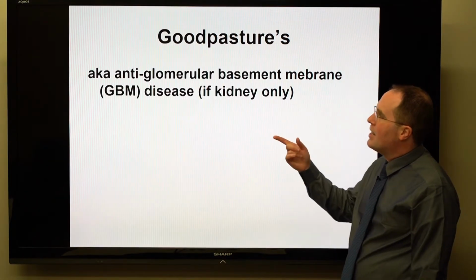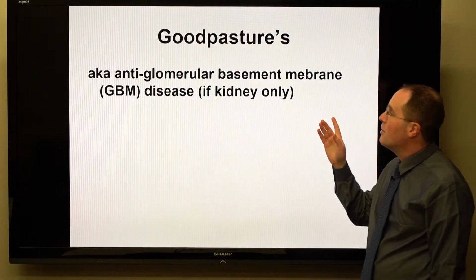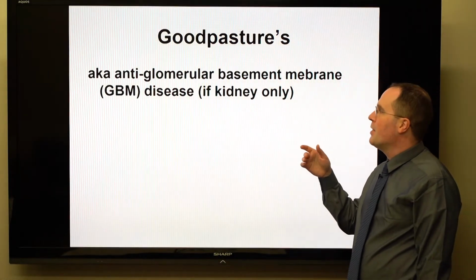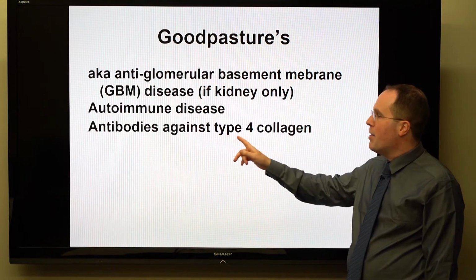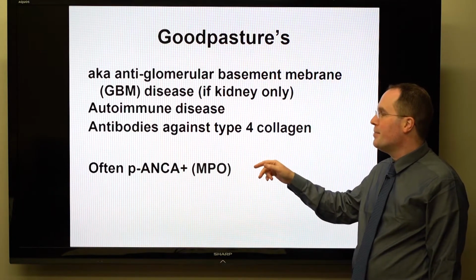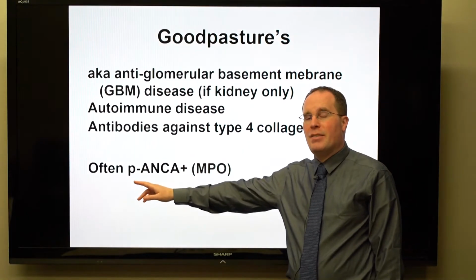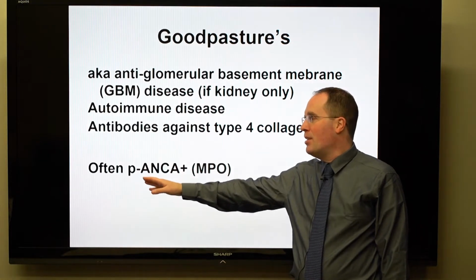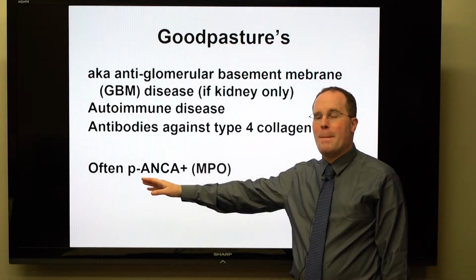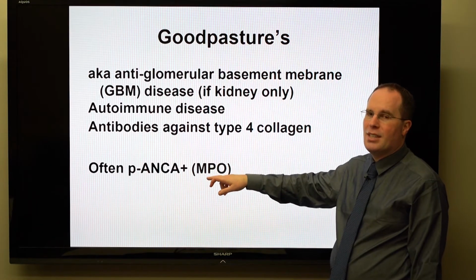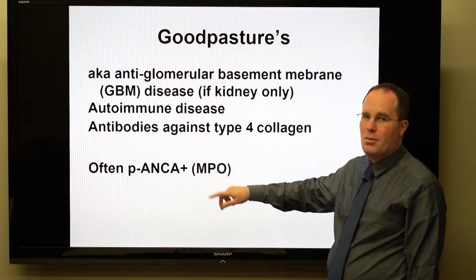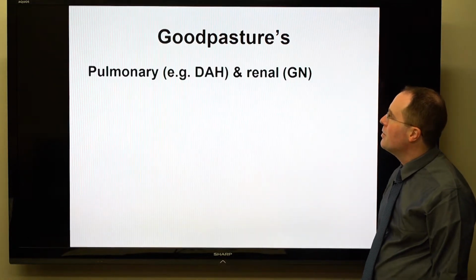Goodpasture's, also known as anti-glomerular basement membrane or GBM disease, is an autoimmune disease, and you have antibodies against type 4 collagen. For the ANCA, if you do ANCA testing, it's usually negative, but you can sometimes see P ANCA positivity when it is positive. And you also often see antibodies against MPO in Goodpasture's.